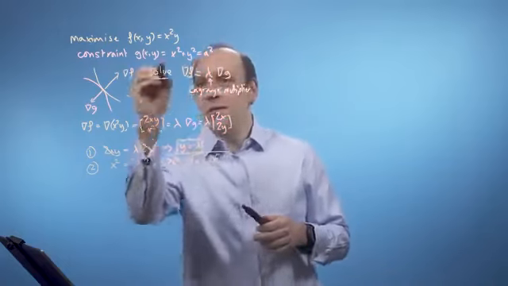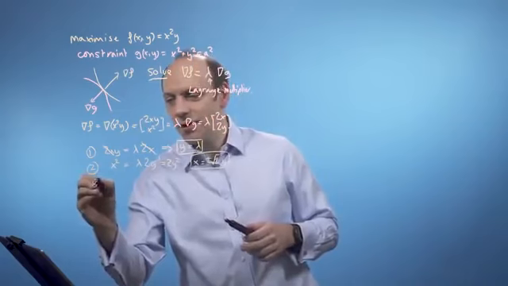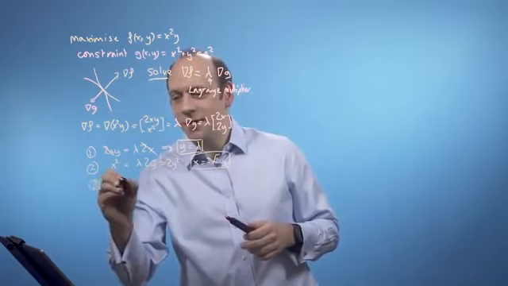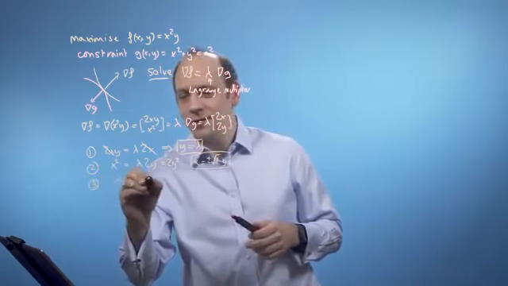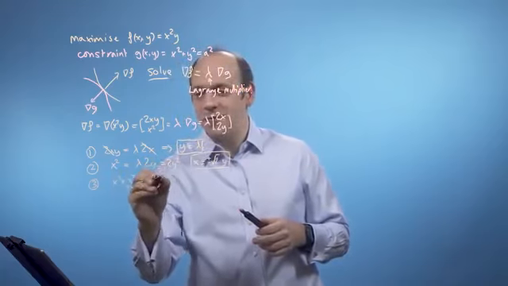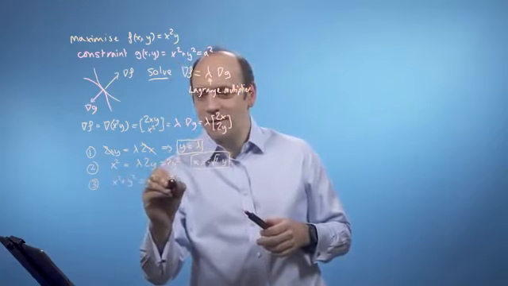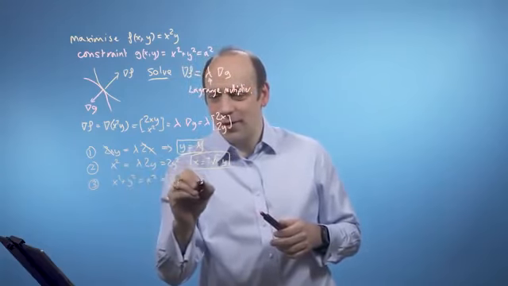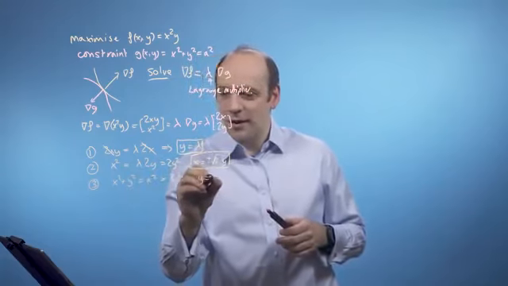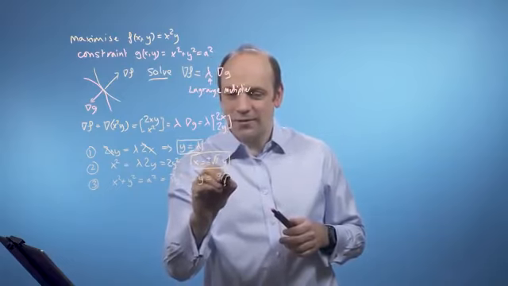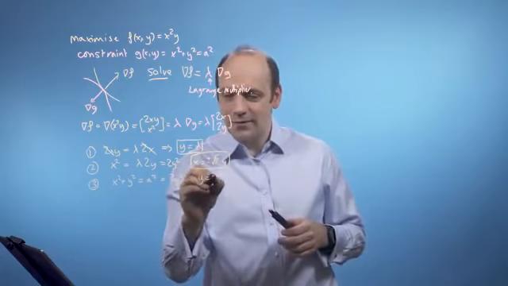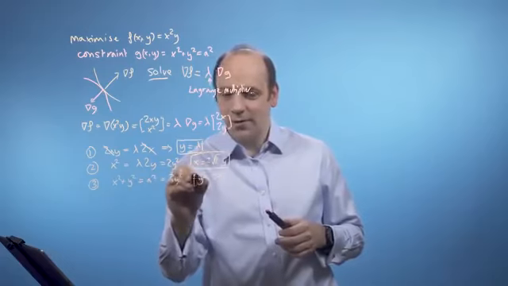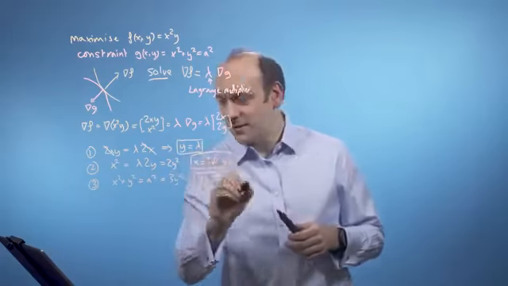And now if I take the constraint equation itself, the third one, I've got x squared plus y squared is equal to a squared, but x squared is equal to 2y squared, so that's equal to 3y squared. So then if I square root that, I can say that y is equal to a divided by the square root of 3, and again, because I've done the square root, I've got a plus minus.